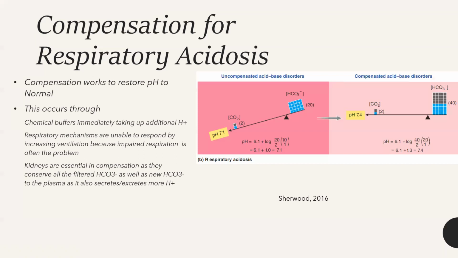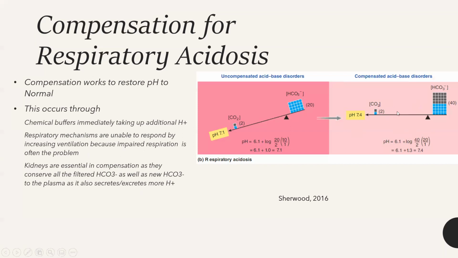So the main factor in compensating for respiratory acidosis is through our kidneys. The kidneys are essential as they conserve all of the filtered bicarbonate and then add new bicarbonate to the plasma, as they also excrete more hydrogen. So again, this is what is happening organically, while here we can see visually and mathematically what the outcome is to restore our pH to normal.